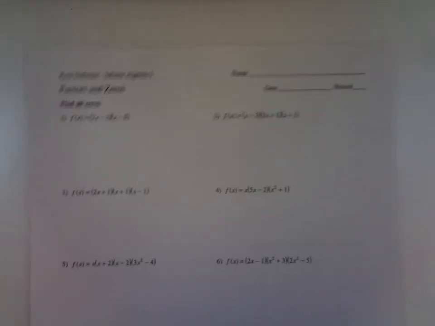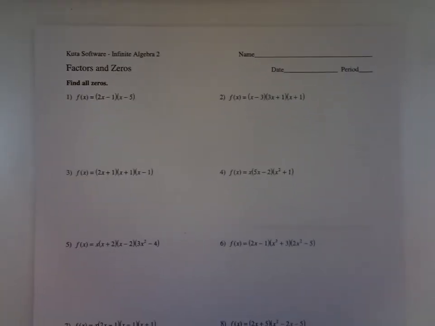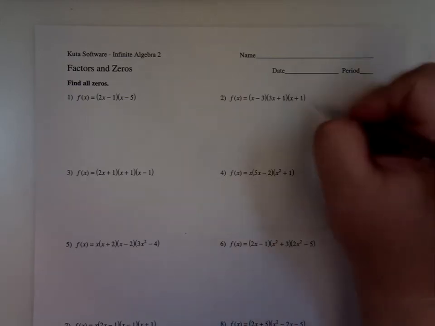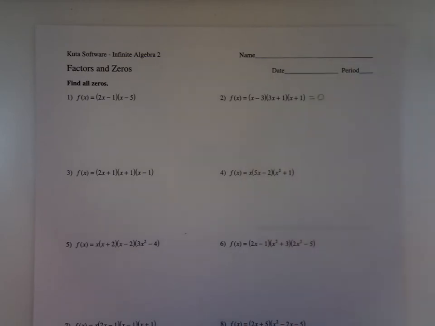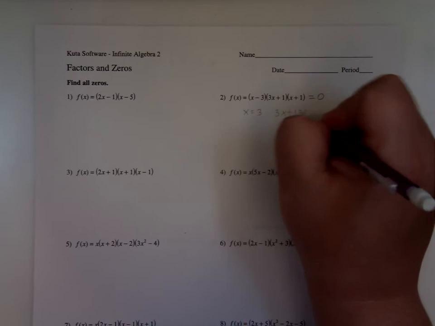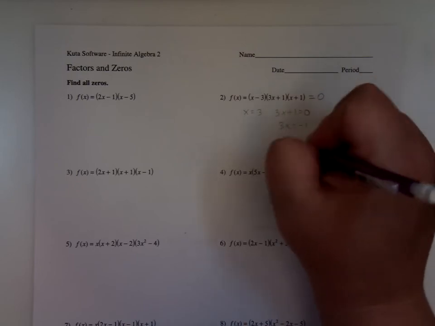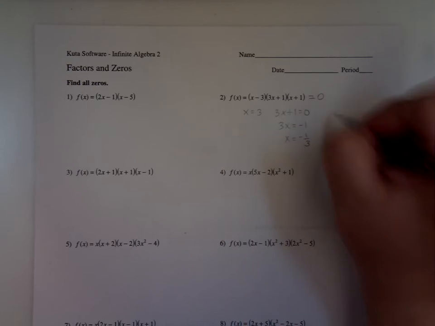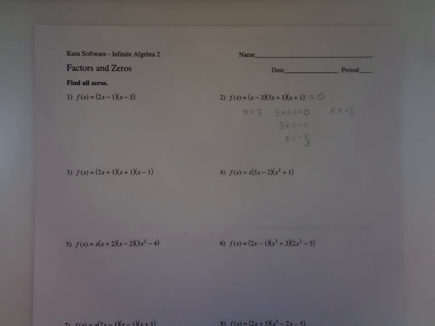Okay, so next we've got factors and zeros. So we've done finding the zeros of quadratics. Now we're doing finding the zeros of higher degree polynomials. If we look at number 2, for instance, we just set it equal to 0, and now we have 3 possible solutions. We've got x equals 3, 3x plus 1 equals 0, so x is negative 1/3, or x equals negative 1. So that's the only difference. You're just going to get more solutions with higher degree polynomials.